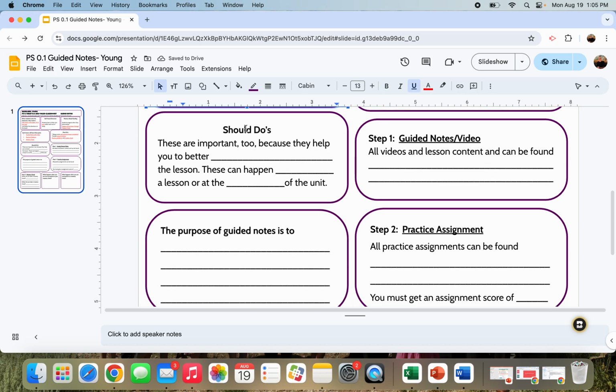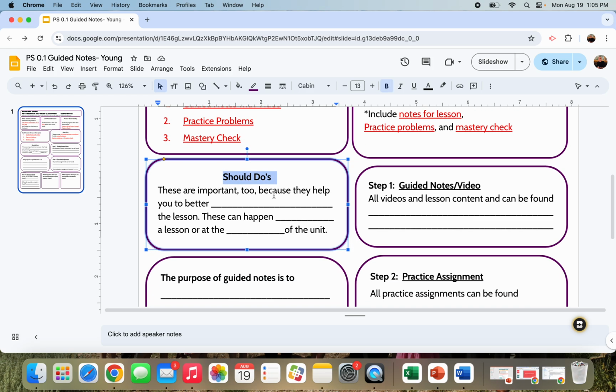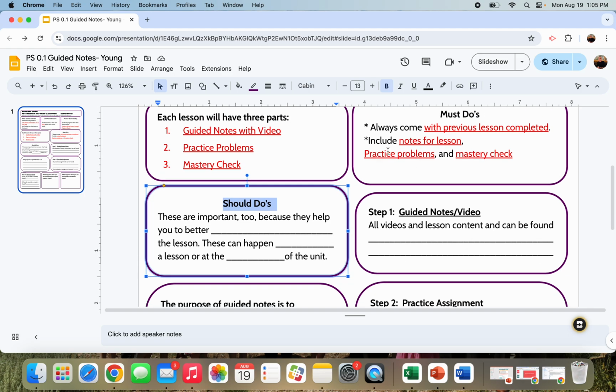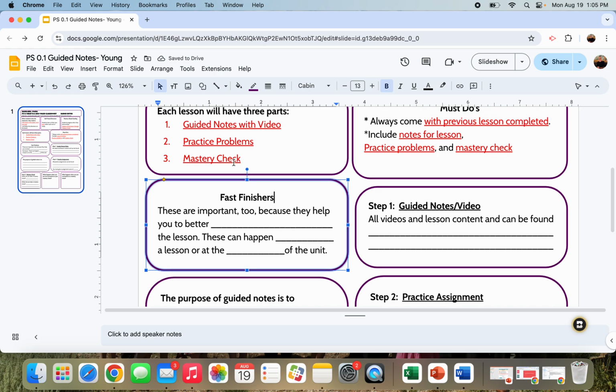So now moving down to should do's. So should do's looks a little different than must do's because you don't have to do the should do's unless you finished your must do's. And if you don't get to the should do's, that's okay. You just work at your own pace. So should do's on your paper should be called fast finishers. So things you do if you finish your 3 items quickly.